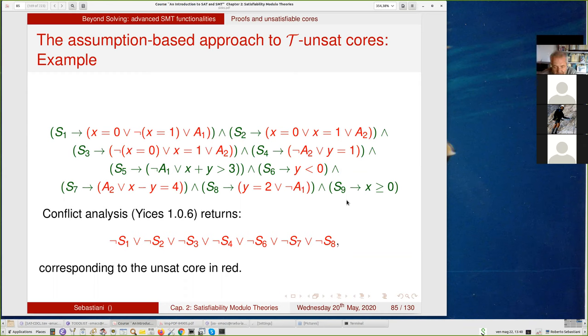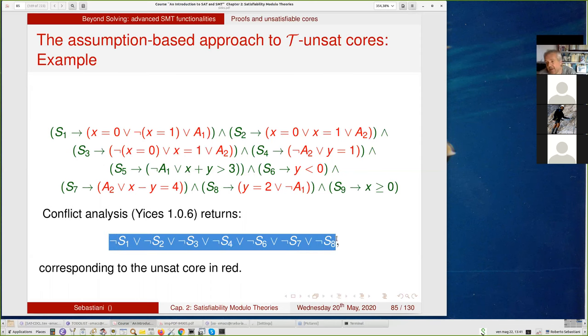Just a question. If there are multiple cores, is there an algorithm to find the smallest one? Yeah. What you can do, both in SAT and SMT, is simply go ahead: you have extracted an unsat core and then look for another one. You drop the one you are considering, so you add this clause.